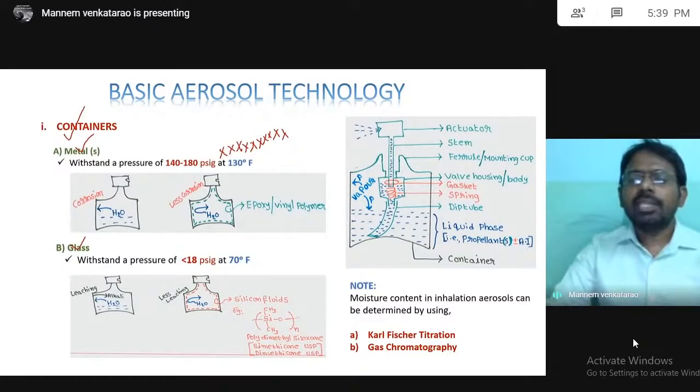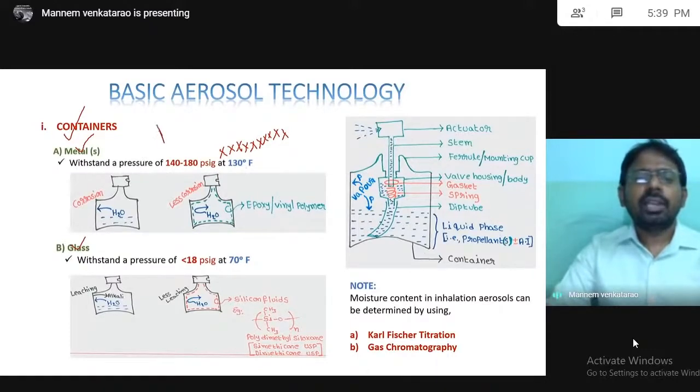That's why pressure withstanding of the container is a very important point. We can't use plastic because once you use plastic, it will bulge out and immediately break down. That's why we use only metal or glass. So how much pressure can metal withstand? 140 to 180 pounds per square inch gauge, which is measured at 130 Fahrenheit.